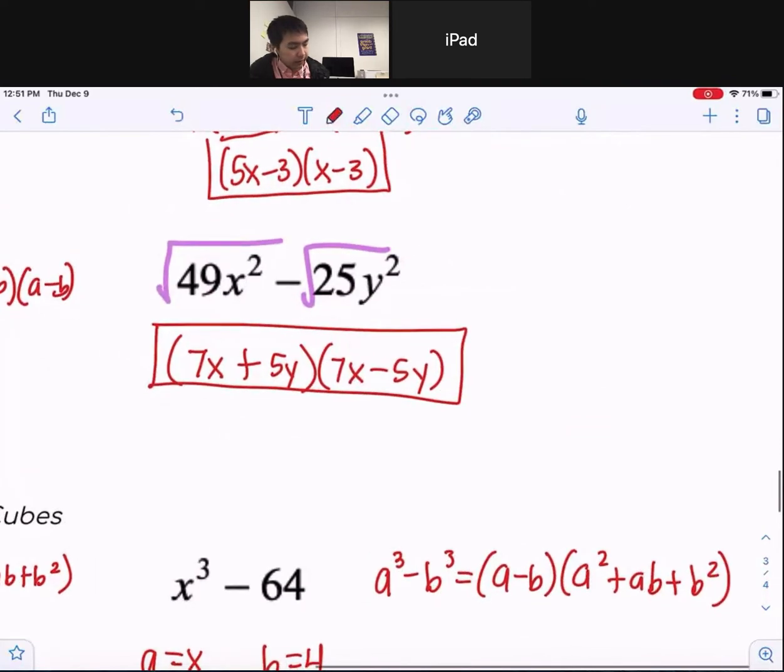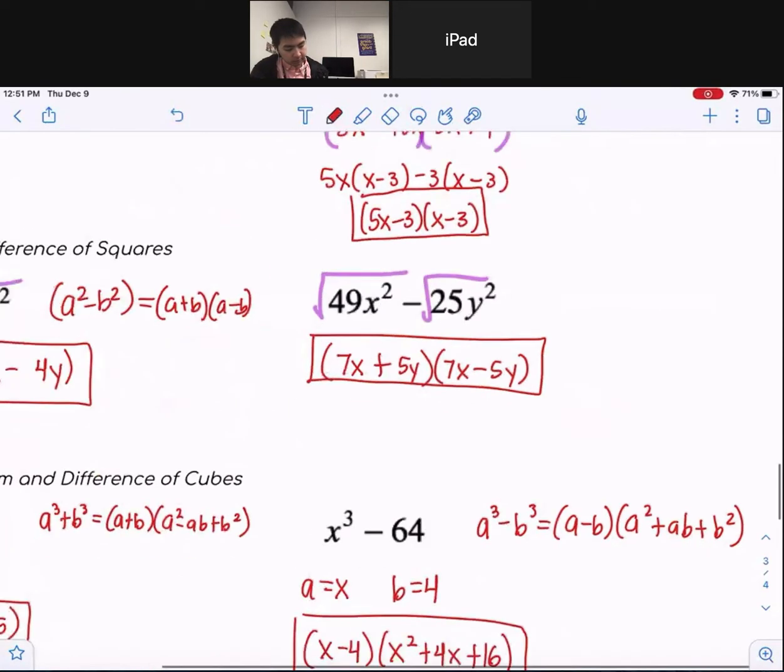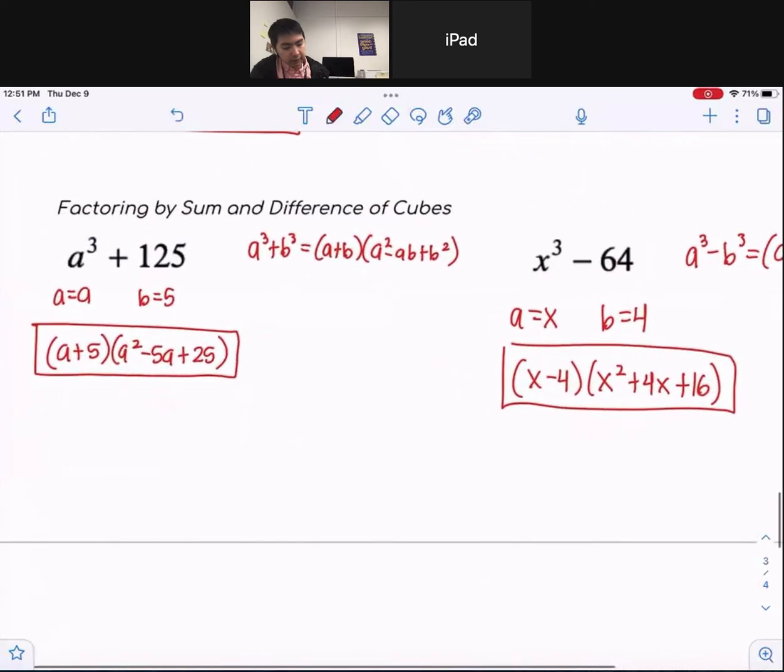This one, again, square root both of them. Square root of 49x squared, 7x. So 7x times 7x, and the square root of 25y squared, 5y times 5y, plus and minus. And then lastly, sum and difference of cubes.